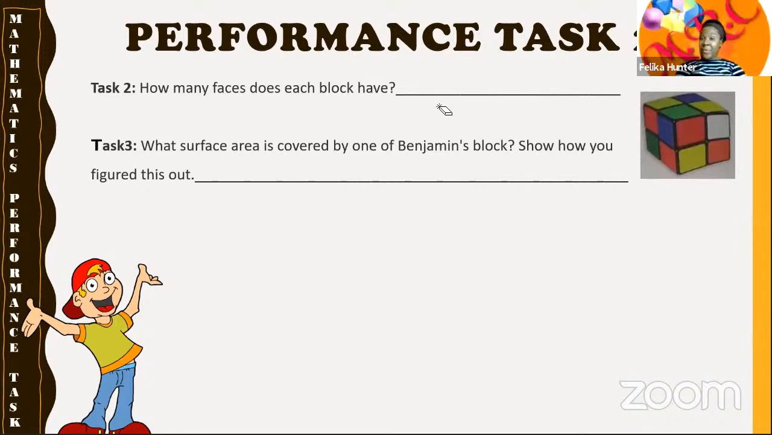Saraya, I don't know if I pronounced the name correctly, says a cube has 6 faces. So when we count all the faces, think of a dice and you look at all the faces, it has 6 faces, all right? So 6 faces.